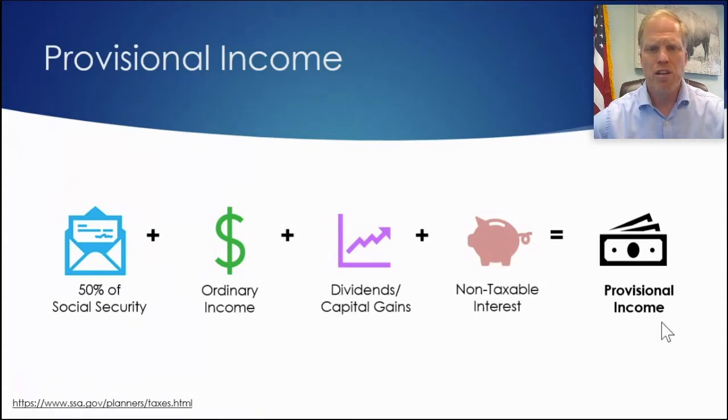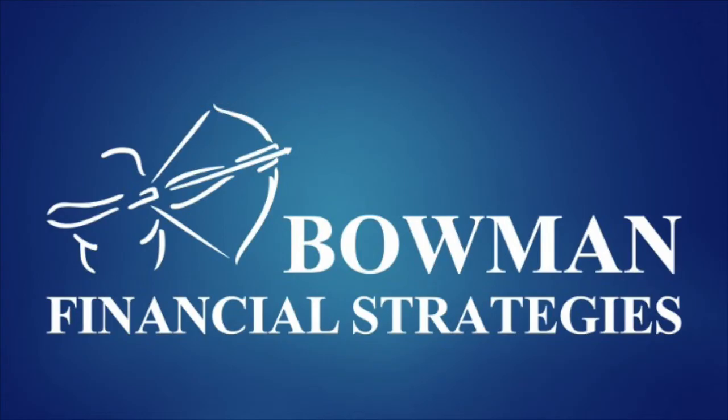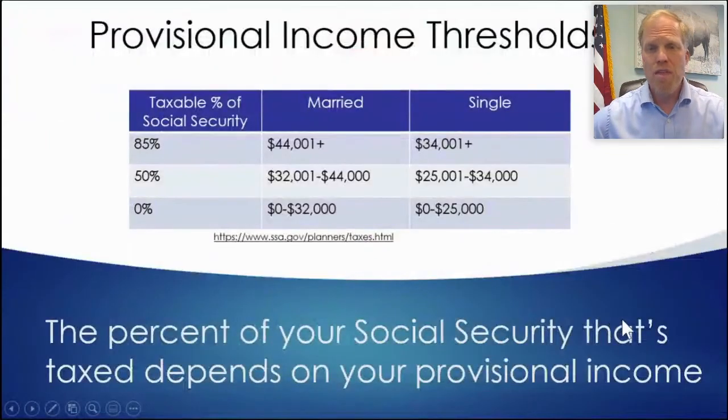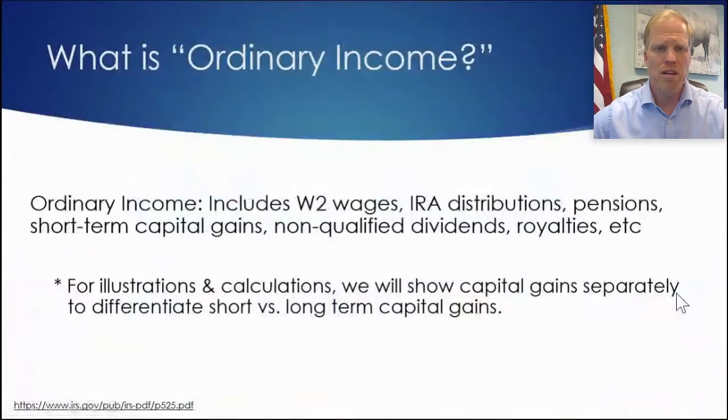The provisional income calculation is step one in determining how much of your Social Security will be subject to income tax. The calculation takes 50% of the household Social Security plus all ordinary income, plus dividends and capital gains, municipal bond or non-taxable interest, and you add all those together, and that gives us a number that's called your provisional income. And then from that number, we apply thresholds to determine what percentage of that Social Security is going to be taxable. And rather than read this grid, I think the easiest way to do it is through an example.